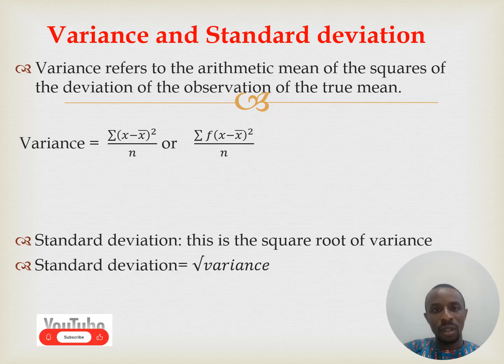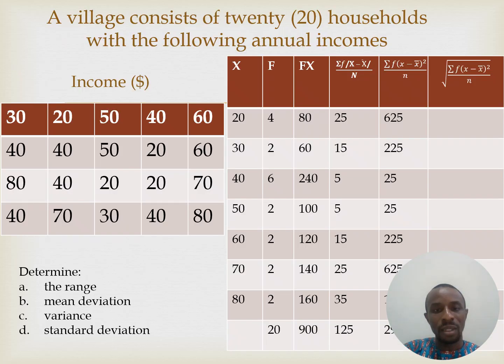Let's use one example to calculate range, mean deviation, variance, and standard deviation. Now we have a village that consists of 20 households with the following annual incomes. You can see the income in dollars: $30, 40, 80 in that order. From the table, we have to determine the range, mean deviation, variance, and standard deviation.